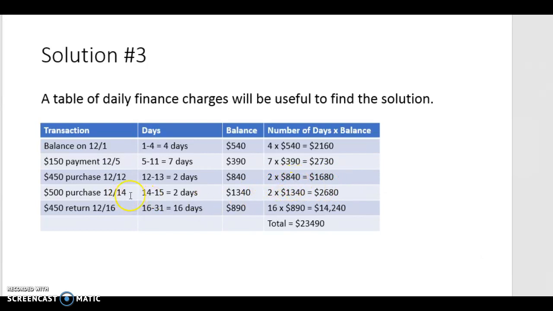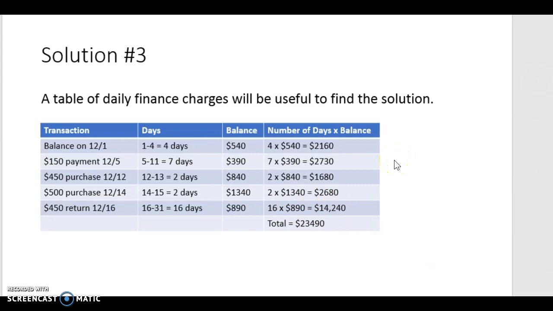And then on the 14th, we made a $500 purchase for the anti-venom, because why are you buying King Cobras? And that was for 2 days, right? So your balance went to $1,340 for 2 days, which was $2,680, and then we returned that King Cobra on the 16th, and for the remainder of the month, for 16 days, from the 16th to the 31st, our balance was $890. So you take the $890 times 16 days, you get $14,240.